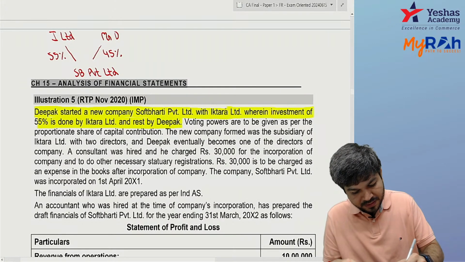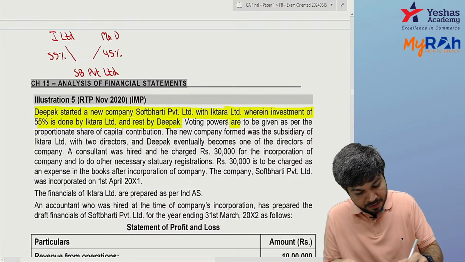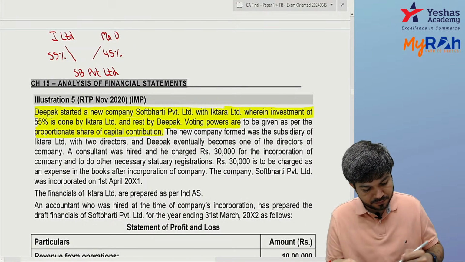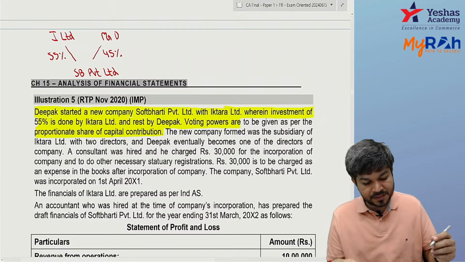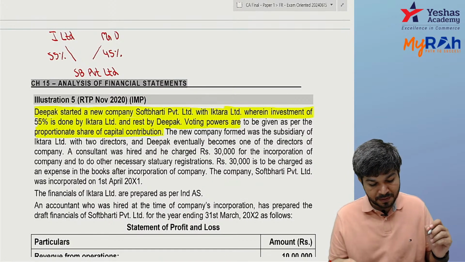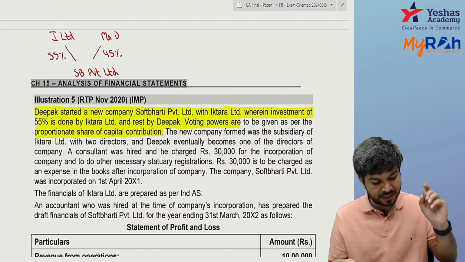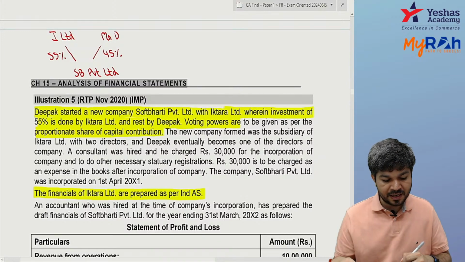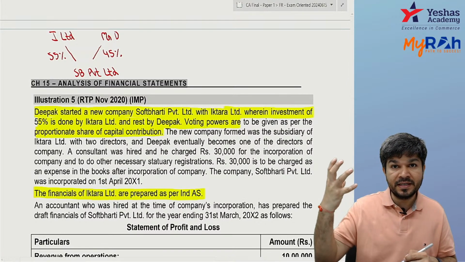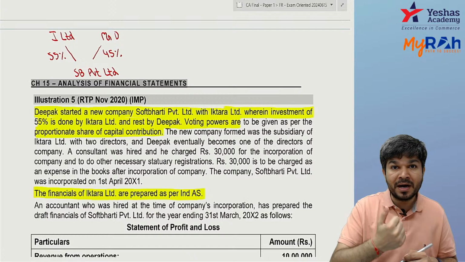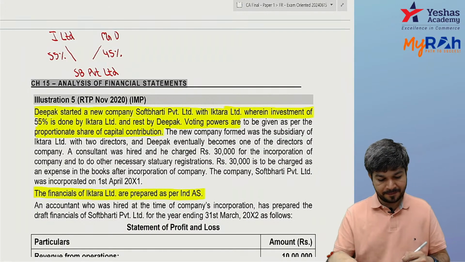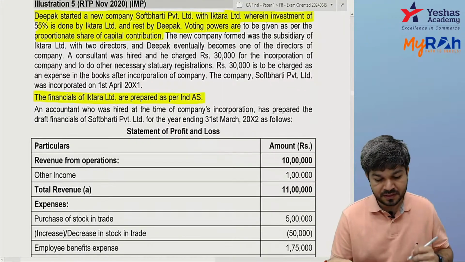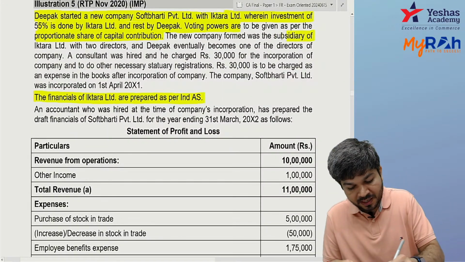They have clearly given that voting powers are proportionate to capital contribution. Therefore the new company becomes a subsidiary. So Soft Bharti is a subsidiary of Iktara. The financials of Iktara are as per Ind AS. Now, if your parent follows Ind AS, you also have to follow Ind AS. Soft Bharti also needs to follow Ind AS.